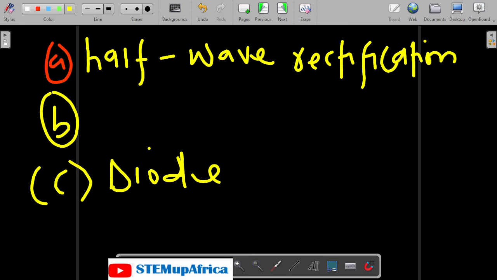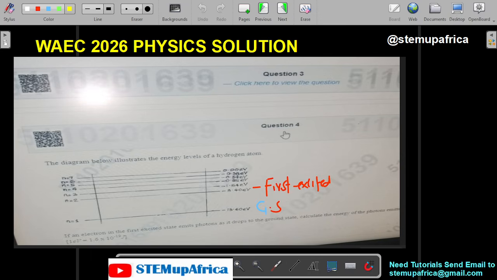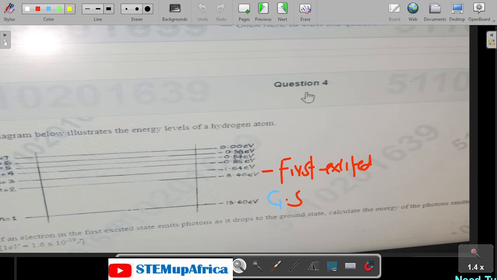So let's go to the next question. It said the diagram below illustrates the energy level of a hydrogen atom. If the electron in the first excited state emits photons as it drops to the ground state, so this is the first excited state, while the last one is the ground state.